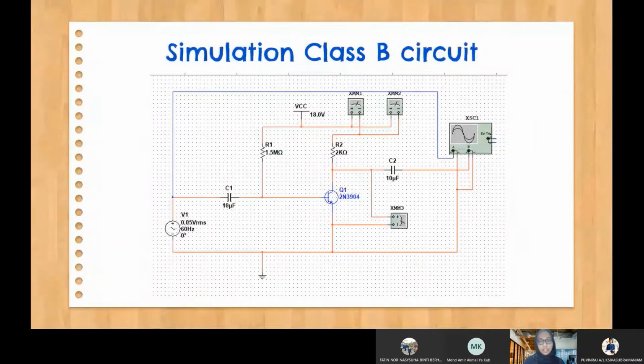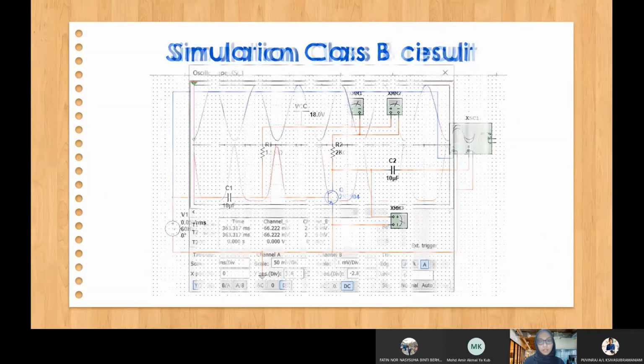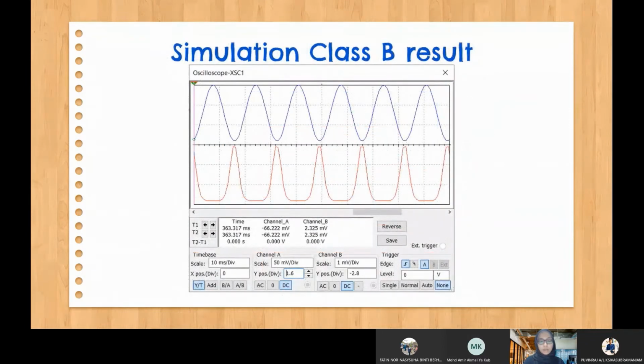Okay, this is the simulation of the class B circuit. In this class B circuit, you have one transistor and one power supply of 18 volts. The result shows the blue one is the input and the red one is the output. It shows that the output will only produce half a cycle of the signal in class B.